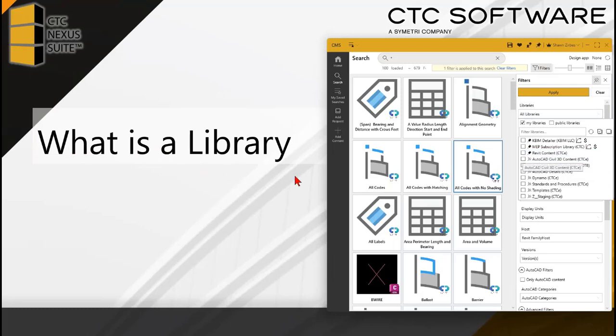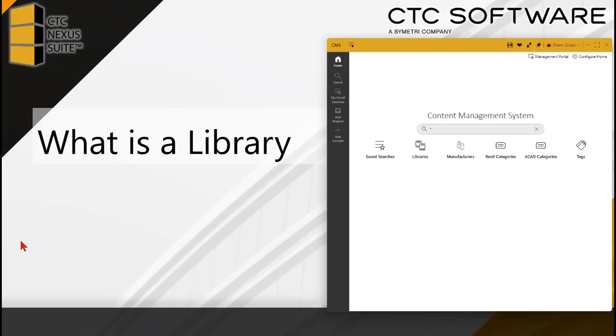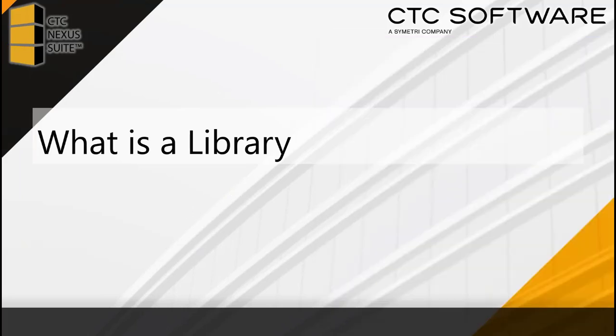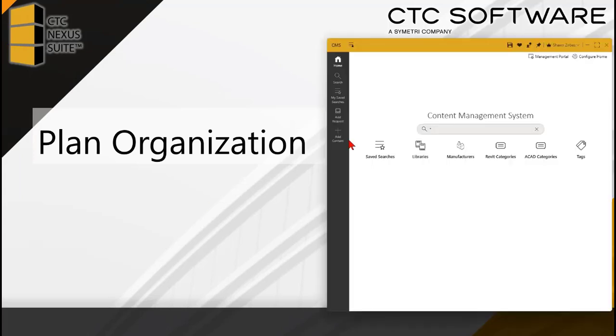So what exactly is a library? It's a bucket for content, but also permissions to how users interact with that bucket of content. That's what a library is. So let's talk a little bit about the organization. I already touched on this lightly, but I want to retouch on it.